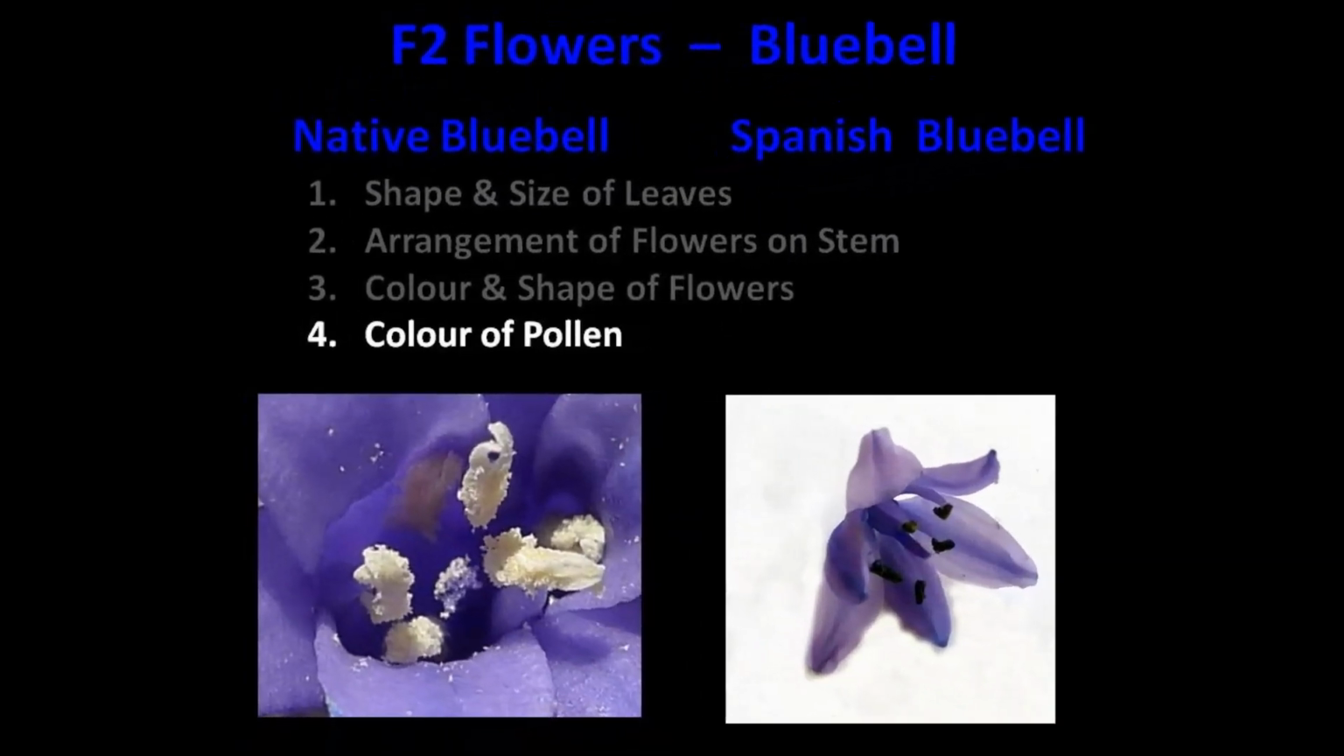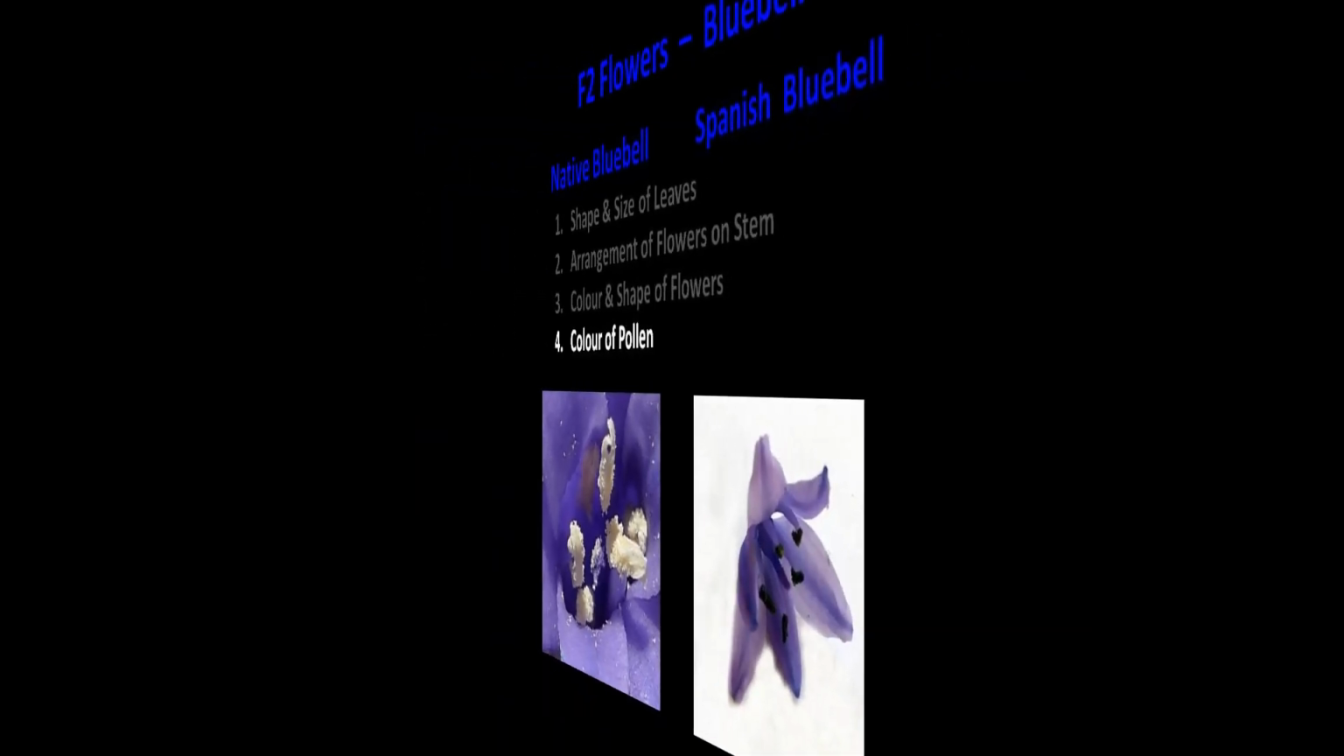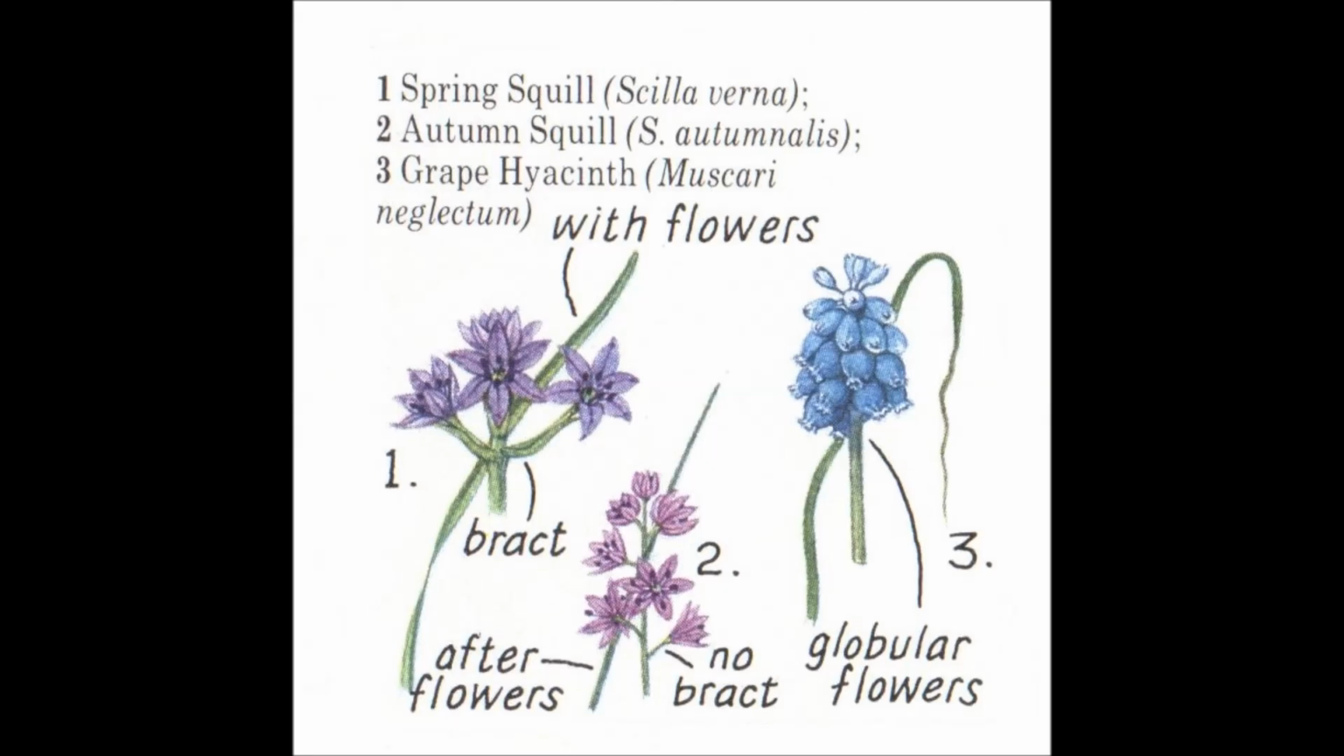And finally, to reiterate, the pollen on the anthers of the native bluebell is white and creamy, and those on the Spanish bluebell blue. There are other potential confusion species, less likely to be confused, such as the squills, the grape hyacinth and the wild hyacinth.